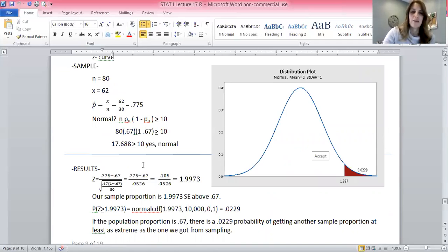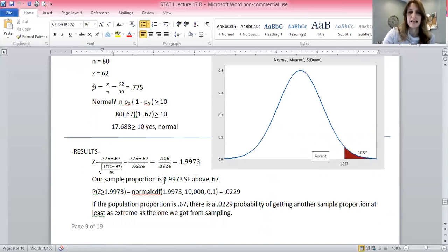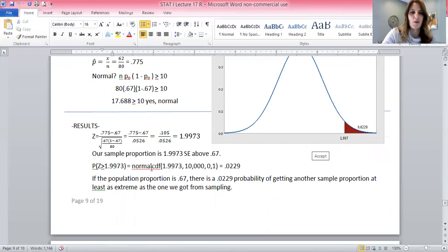I'm going to say our sample proportion is 1.9973. Standard error is above 0.67. That's all I'm talking about. Okay, I'm going to calculate the probabilities. I'm going to use the normal CDF.